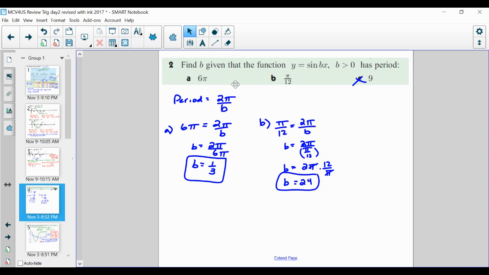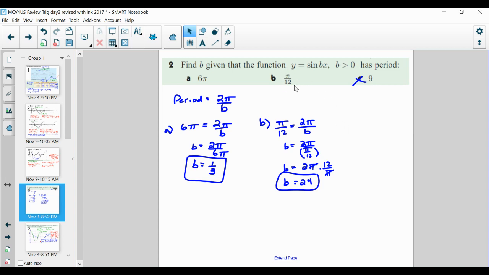So if I take a look at some examples from your book, if I have a function like y equals sine of bx, and I know that the function has a period of 6 pi, I need to figure out what this value is. I'm going to take the period, which is 2 pi over b, and I'm going to take that formula, but I'm going to replace the period with 6 pi, and I'm going to figure out what b would give me this value. So solving for b, I get 1/3.